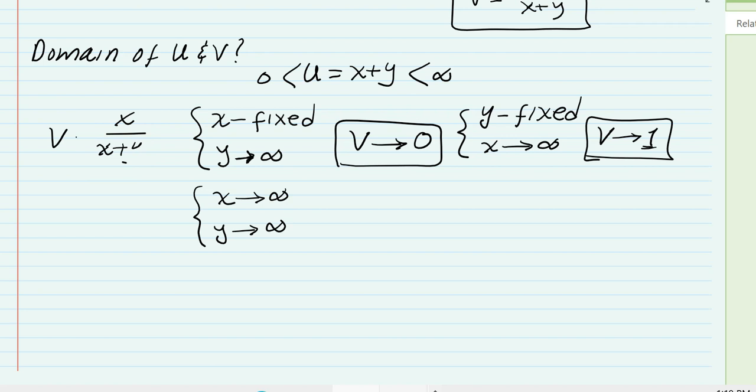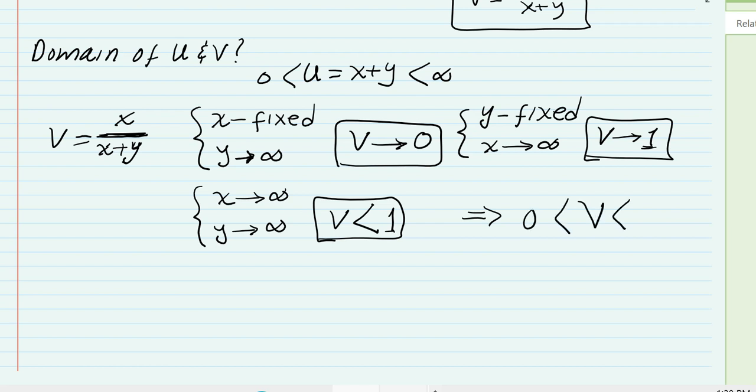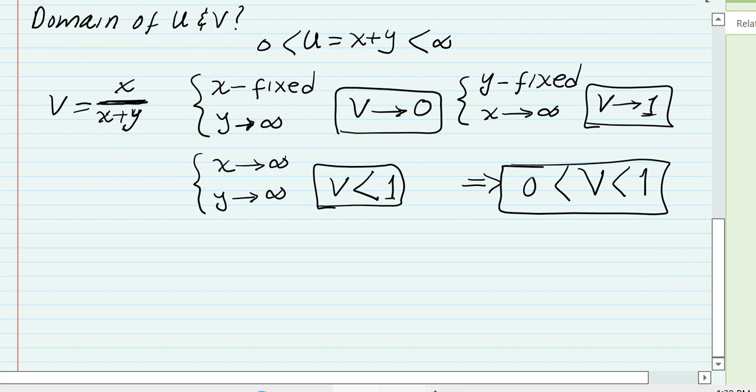A larger denominator and a smaller numerator. But because the denominator is bigger than the numerator, the ratio is going to be less than 1, true? So v is going to be less than 1. And the fact that it's less than 1 tells me that v is approaching 1 from the left. Now, putting all of this together, we can establish the following relationship: v lies between 0 and 1. And that's the key relationship we wanted to determine, the domain of v.